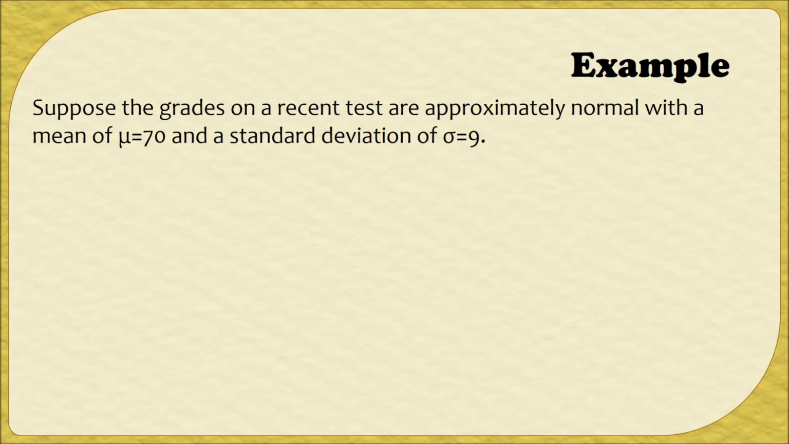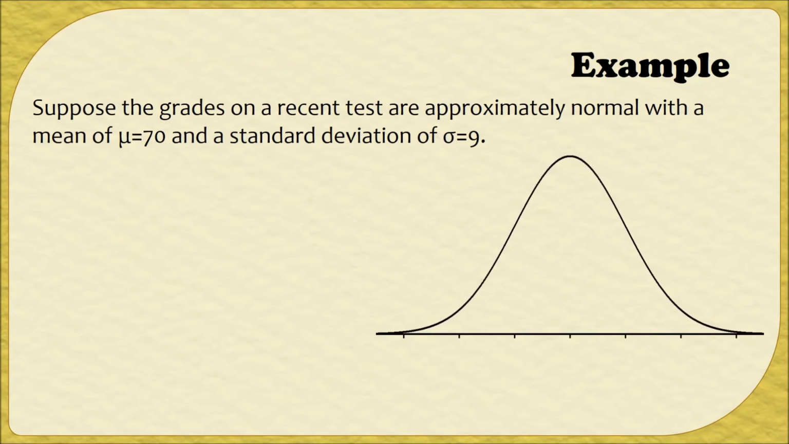Suppose the grades on a recent test are approximately normal with a mean of 70 and a standard deviation of 9. As soon as I see this information that the distribution is approximately normal, I'm going to draw myself a normal curve. I'll always label one tick mark in the center, and then I'm going to count 3 up and 3 down. Then to label my axis, I need to make sure that the mean goes in the center. Since the mean is 70, I'm going to write 70 in the middle of my curve. Since the standard deviation is 9, I'm going to add 9 each time to move up, and I'll subtract 9 each time to go down.